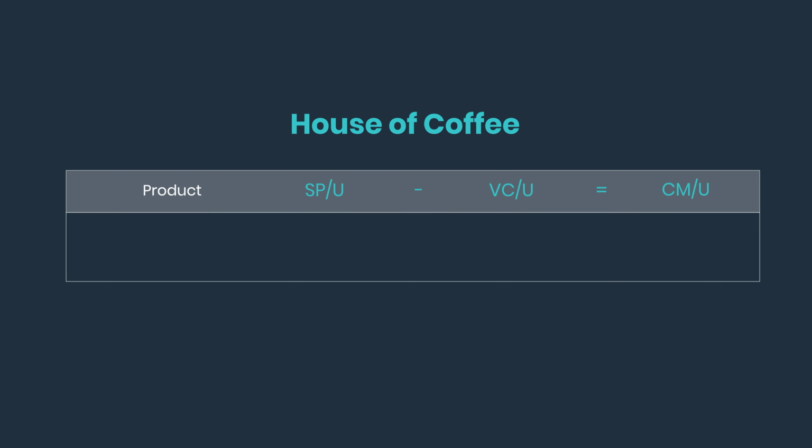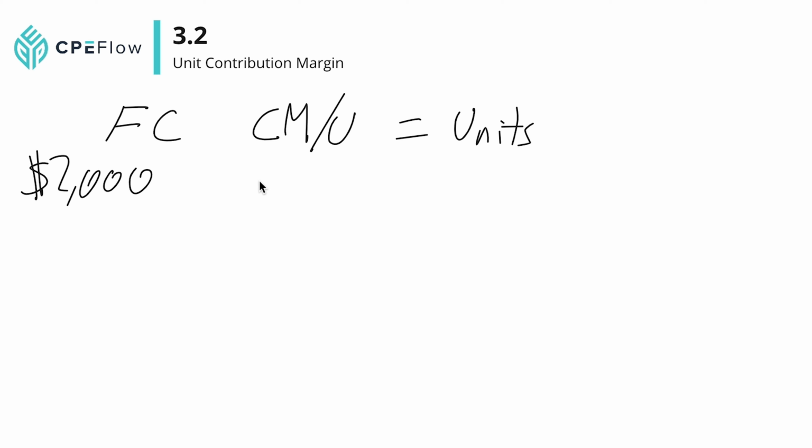The owner had revealed previously that House of Coffee has a $2,000 rent payment, and that's a fixed cost that we want to be able to cover. In order to cover that rent payment, only 500 large cappuccinos need to be sold. That's $2,000 rent payment divided by $4 contribution margin.